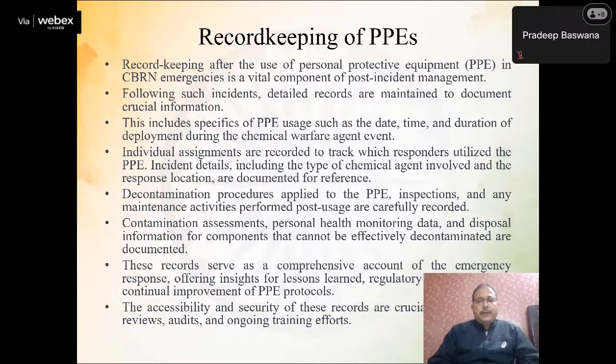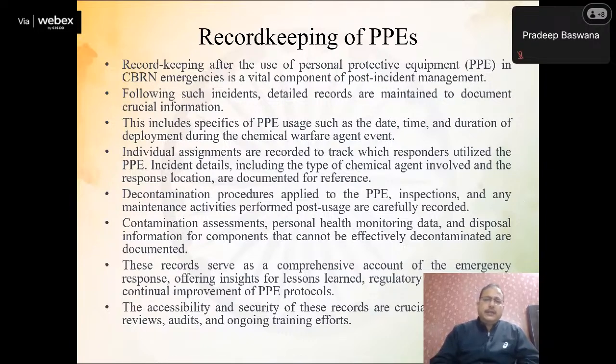Decontamination procedures applied to the PP, inspection, and any maintenance activities performed post usage are carefully recorded. Contamination assessments, personal health monitoring data, and disposal information for components that cannot be effectively decontaminated are again documented. These records serve as a comprehensive account of the emergency response, offering insights on lessons learned, regulatory compliance, and continual improvement of the PP protocol. The accessibility and security of these records are crucial for subsequent reviews, audits, and ongoing training efforts.